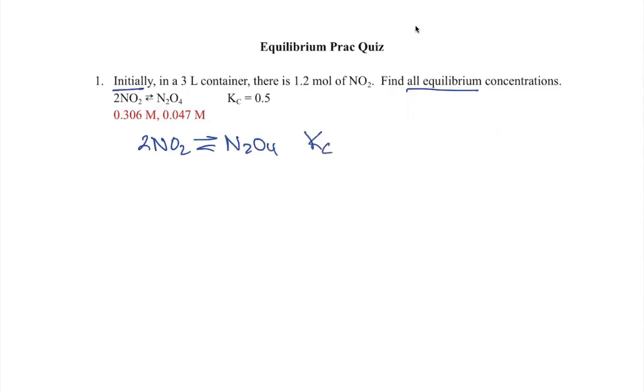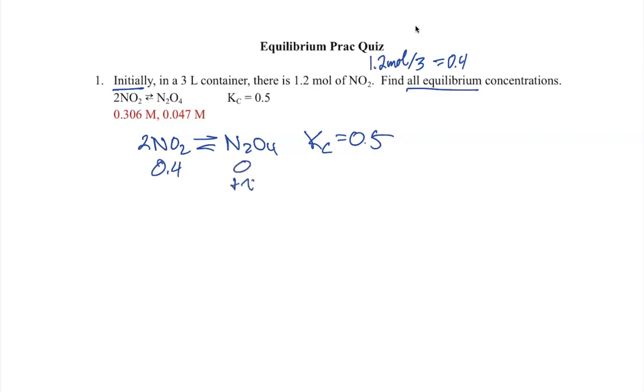And then I notice that I'm given a Kc value. And since I'm given a Kc value, I want to plug in molarity. So 1.2 moles of NO2 divided by 3 liters gives me 0.4 molar. 0.4 molar NO2 will go here. I have a 0 there.